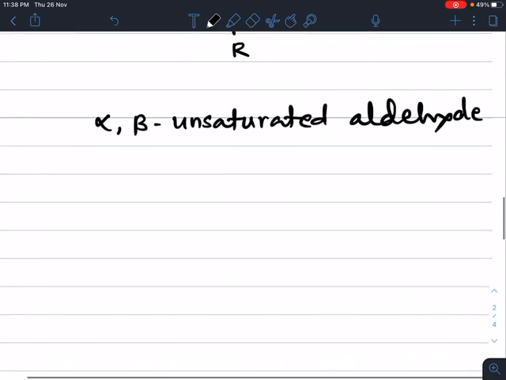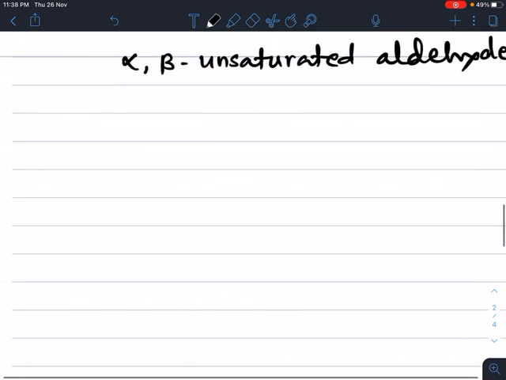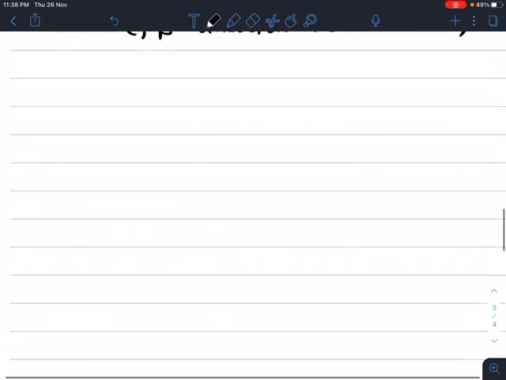Actually, what happens when the reaction takes place? Suppose we take an example of acetaldehyde. The formula of acetaldehyde is CH3CHO.